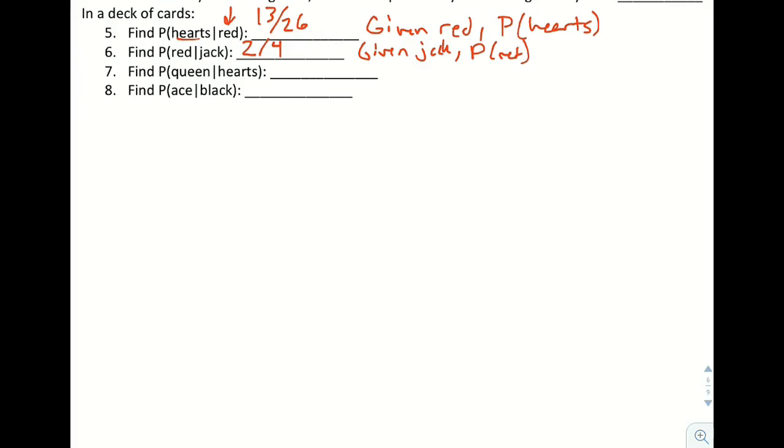I'm going to leave the next 2 for you on your own. Just remember that it is the number of queen hearts out of the number of total hearts, not the number of total queens out of total hearts. Same idea for the next one: the number of black aces out of the number of black cards in total. Good luck.